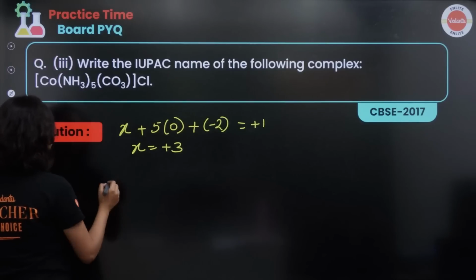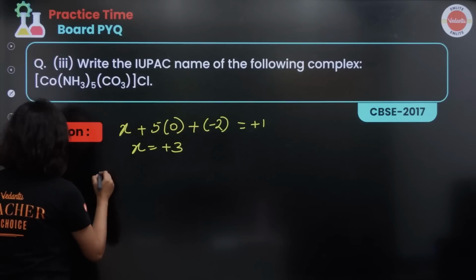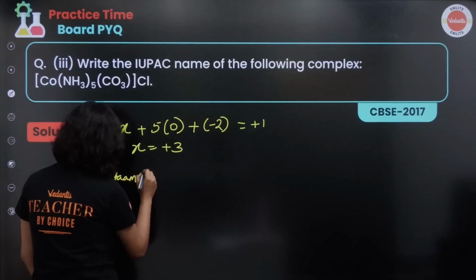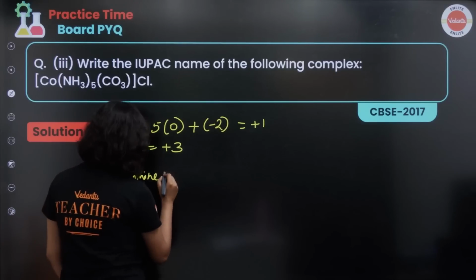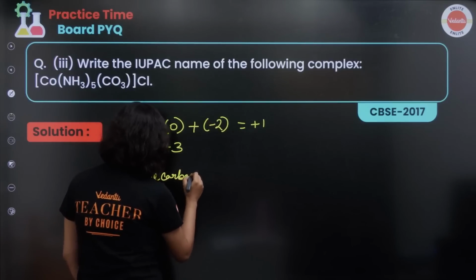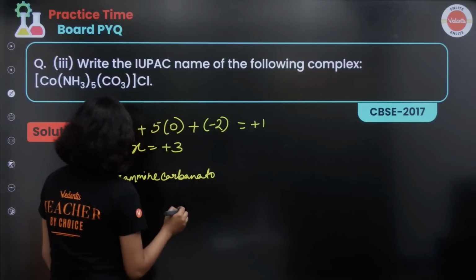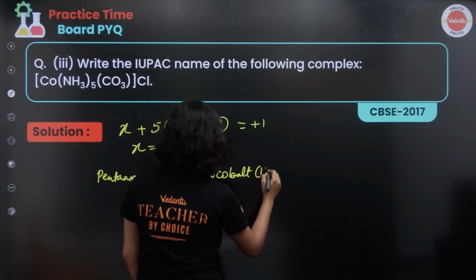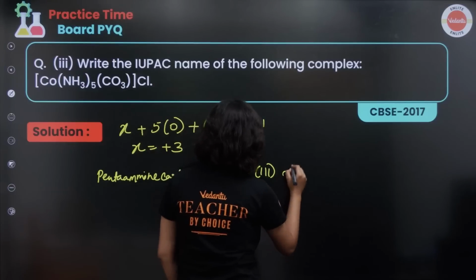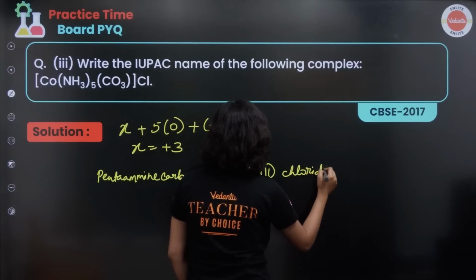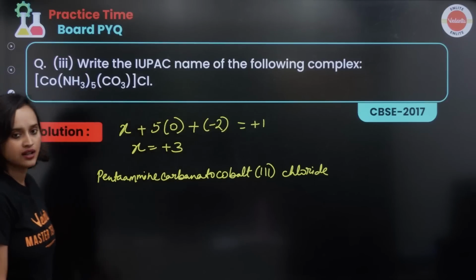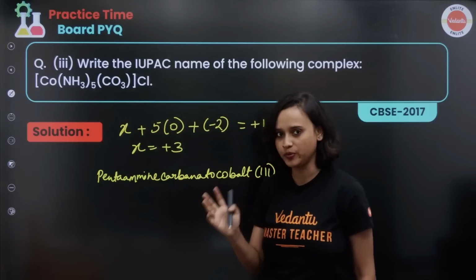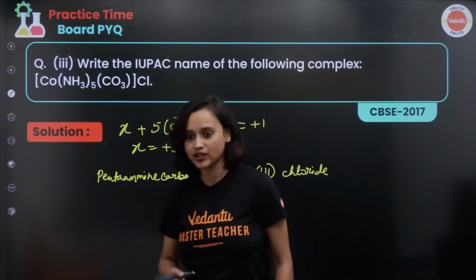Now we are going to write the name. So the name would be pentaammine carbonato cobalt chloride. That's it. Easy peasy, right? We have become a pro in how to write coordination compounds' IUPAC names, isn't it? It can't get easier than this. We all know that, right?